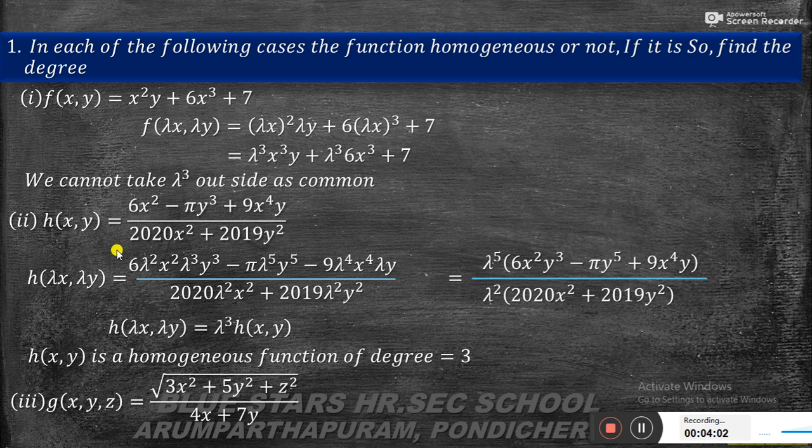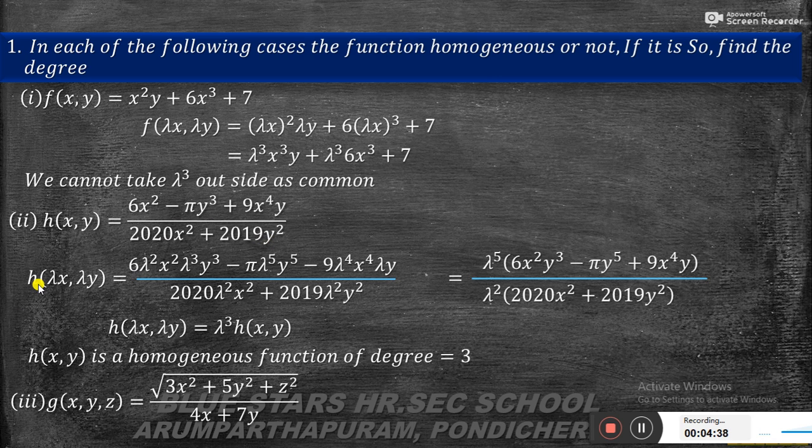This is the conclusion. Next, second function, h of x comma y equal to 6x square y cube minus pi y power 5 plus 9x power 4 y by 2020 x square plus 2019 y square. You see the equation is 6x square y cube minus pi y power 5 plus 9x power 4 y by 2020 x square plus 2019 y square.